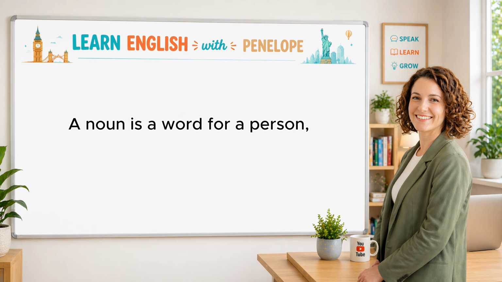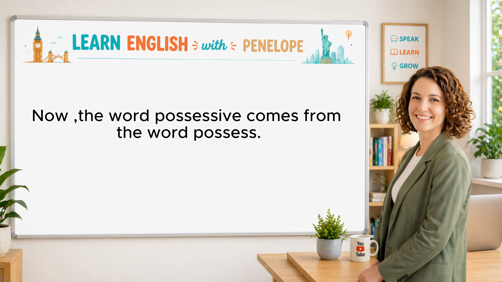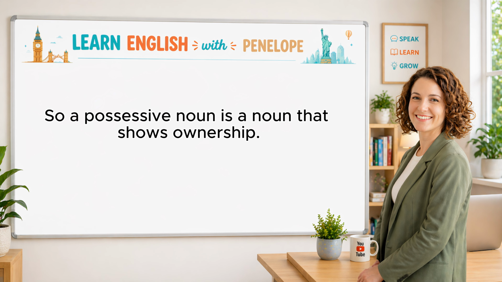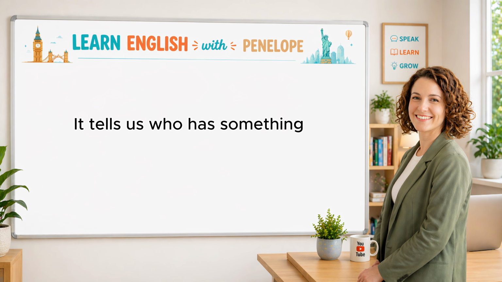A noun is a word for a person, a place, an animal, or a thing. For example, Tom, Lisa, a dog, a teacher, a city. These are all nouns. Now, the word possessive comes from the word possess. To possess something means to own something or to have something. So a possessive noun is a noun that shows ownership. It tells us who has something or who something belongs to.